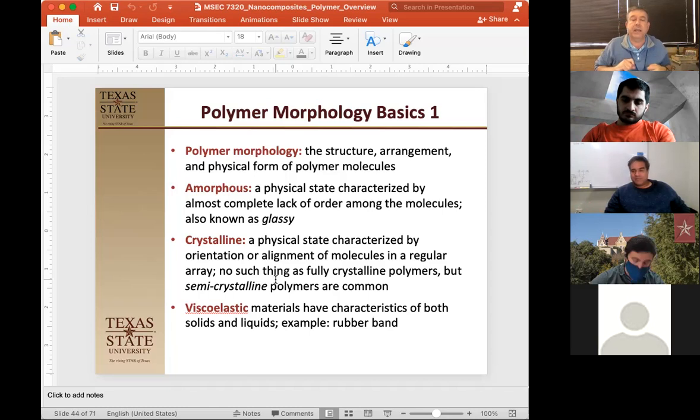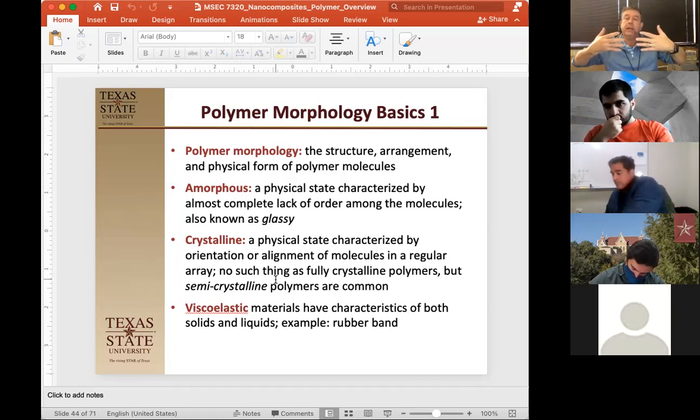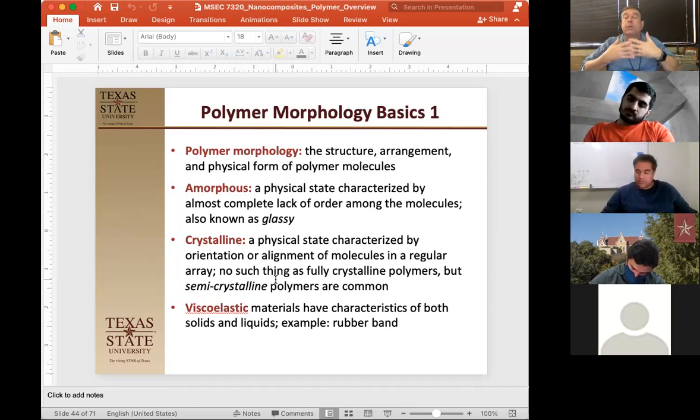The next kind of thing we have is what we call a viscoelastic polymer, meaning that it can stretch and come back. So it has the property of a solid, being that it doesn't flow, but it has the property of a liquid because we can stretch it, and then it comes back to that property of the solid. So we have a little bit of both. This is what we call the rubbery state or the viscoelastic state.